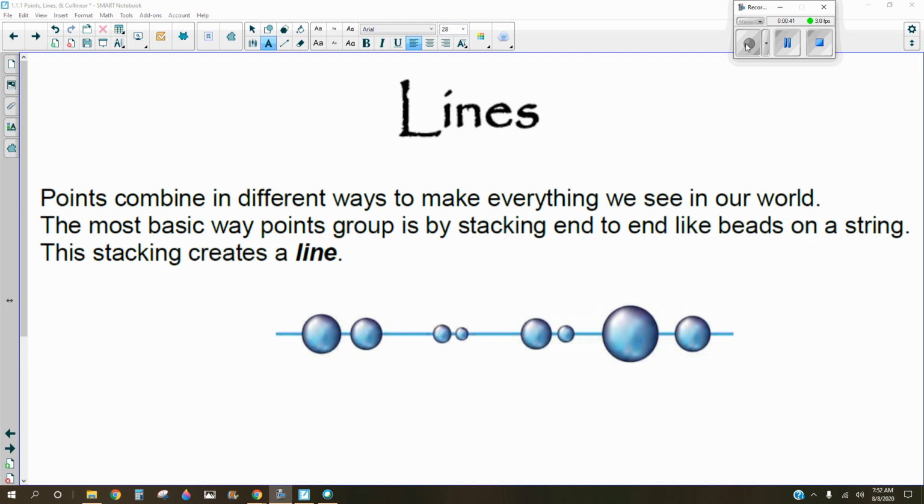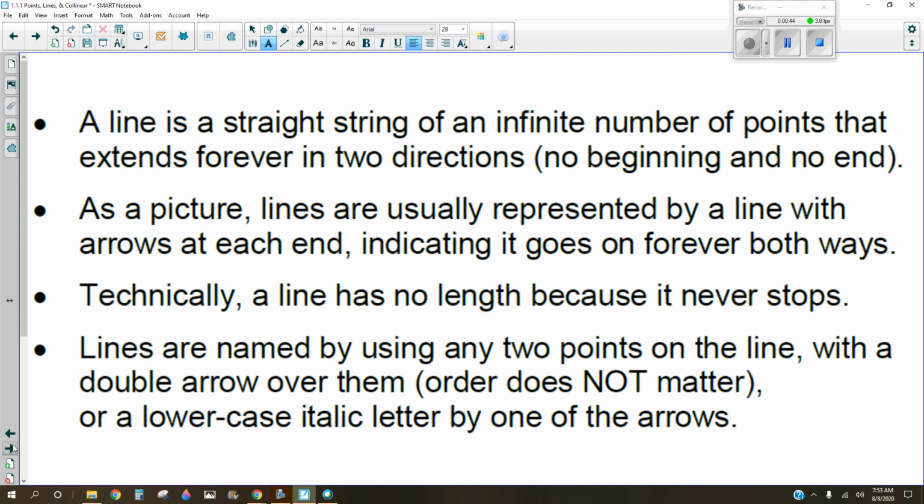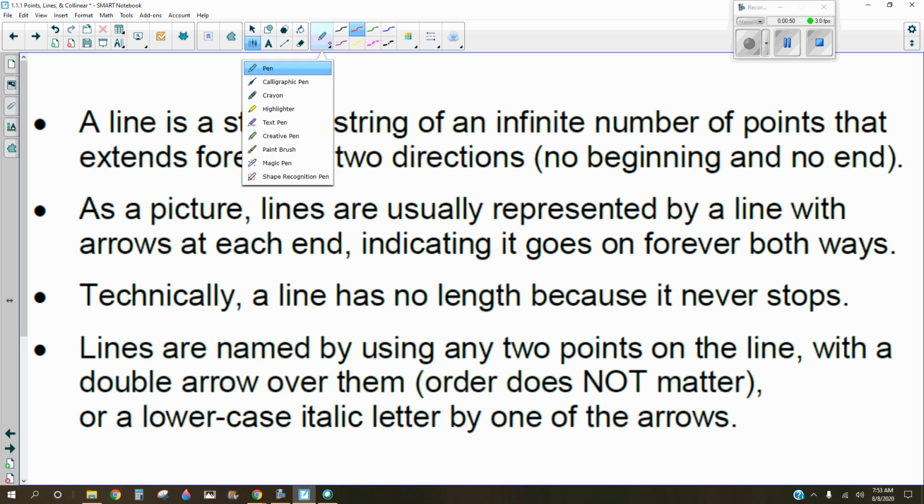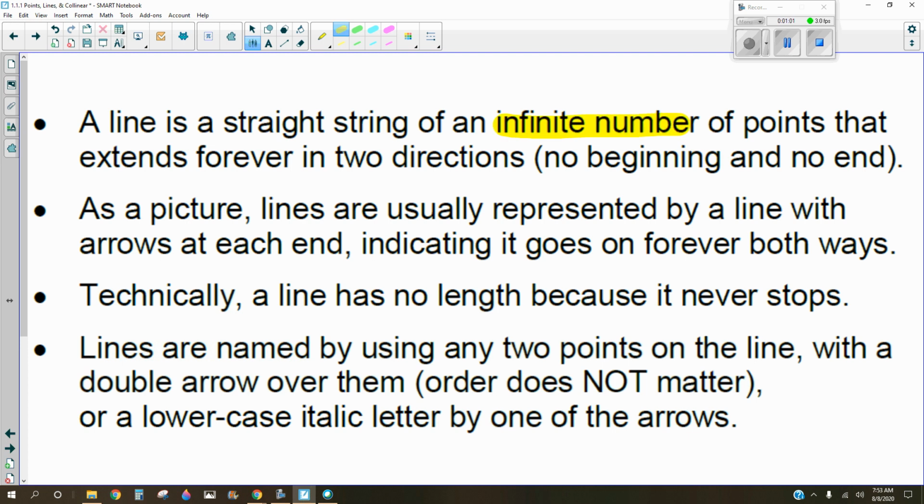So let's talk some more about lines. Again, this is a good point where you might want to take some notes. Again, I'm going to pull up my highlighter so that we can bring our attention to certain items here. So we're going to talk about how a line is a straight string of an infinite number of points. So when you see a line, or even these letters on your screen, we consider that to have an infinite number of points, so close together that it looks solid.